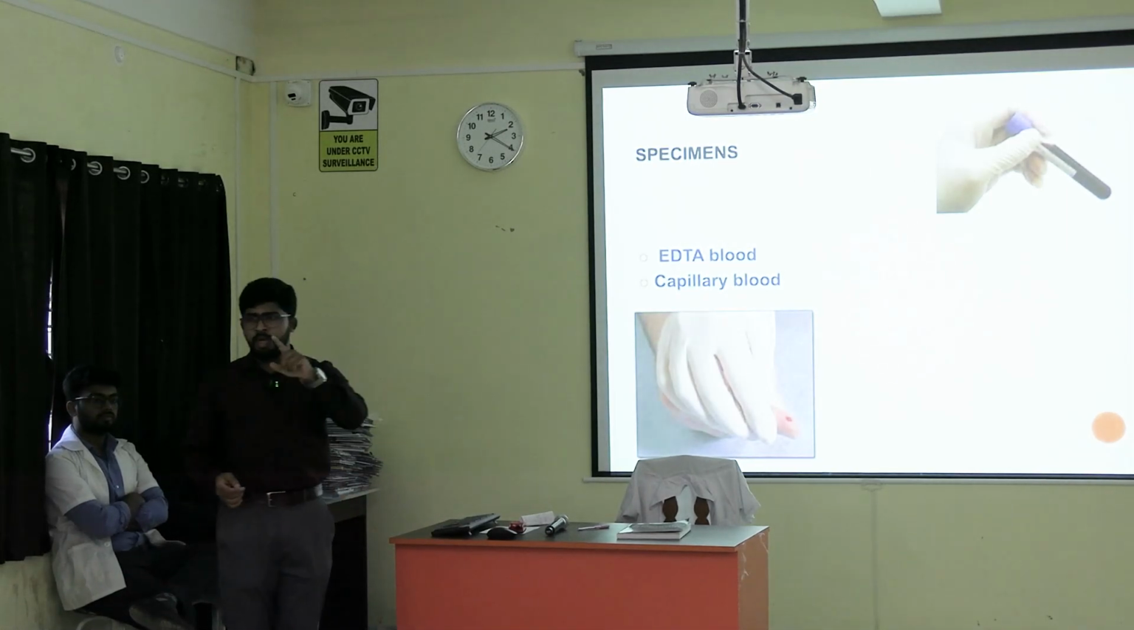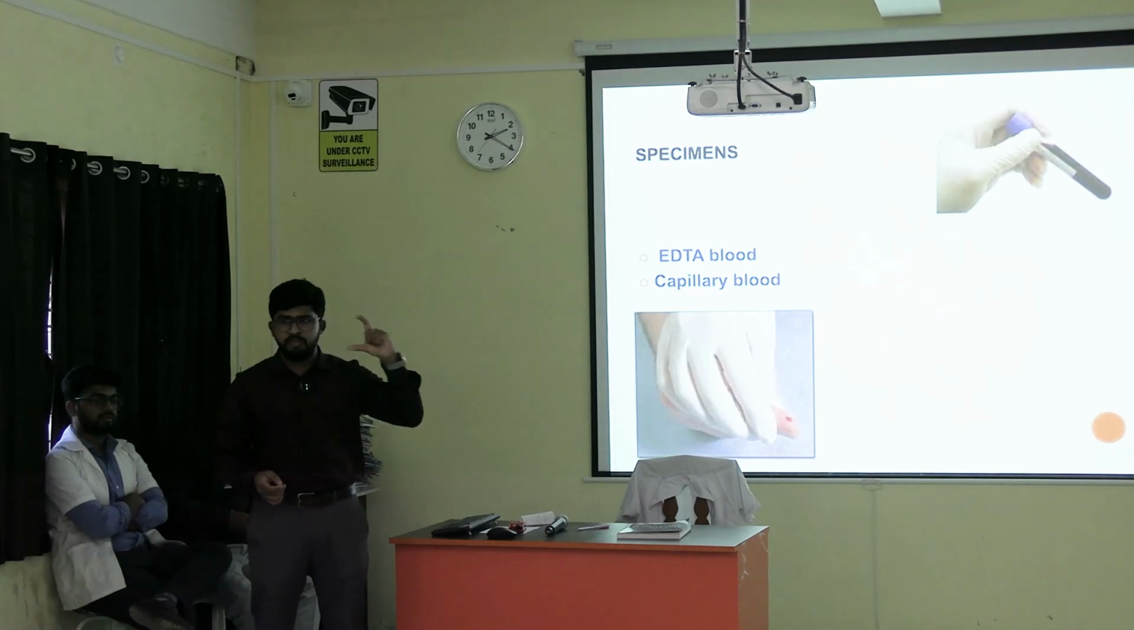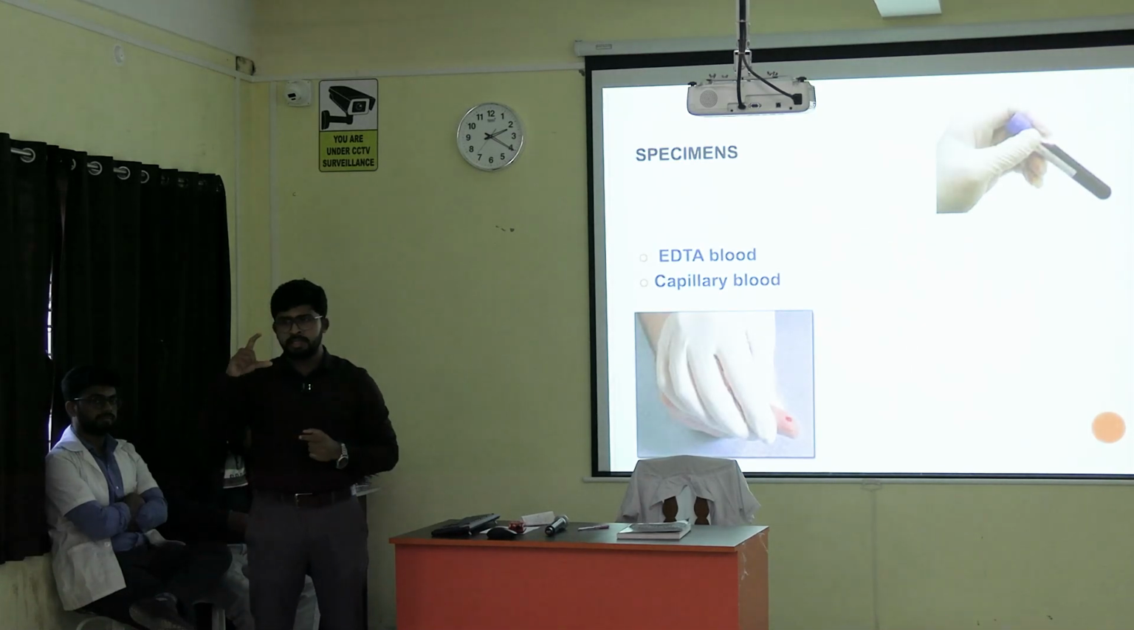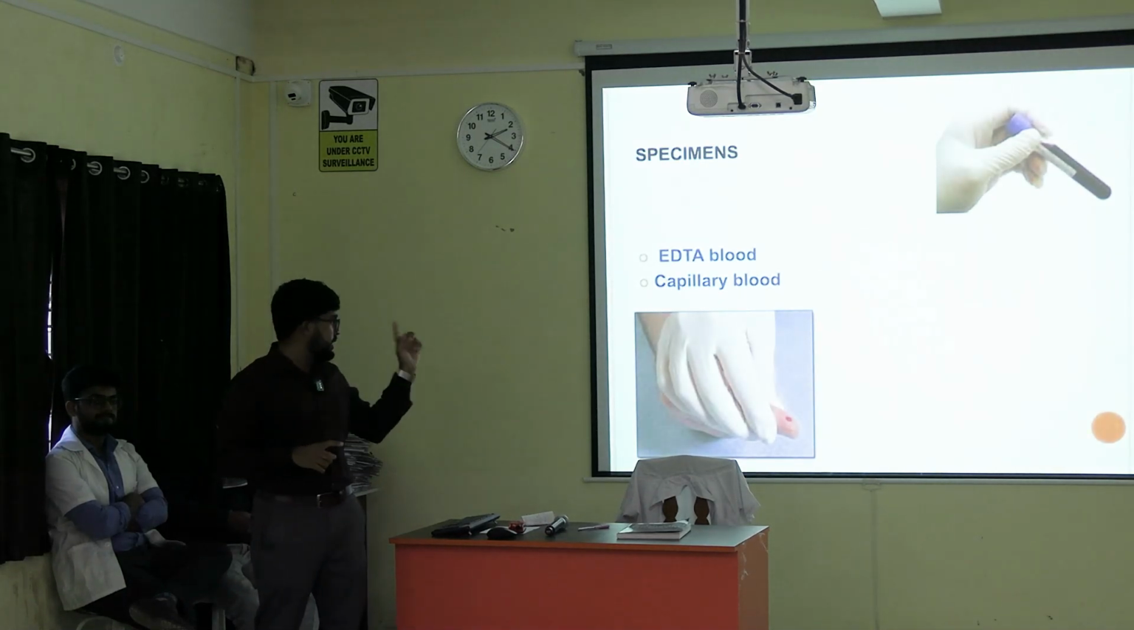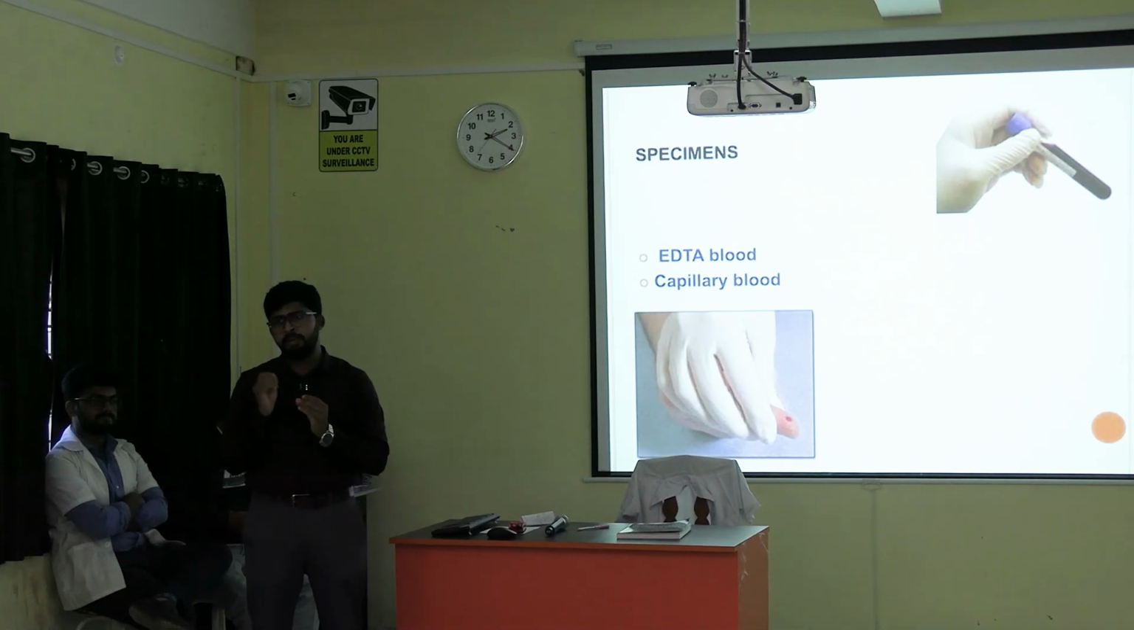So you take two types of blood. One is EDTA blood, that is blood in the vial. You can see the purple colored vial here. This is the EDTA blood. Then there is capillary blood that you can take by pricking your finger.